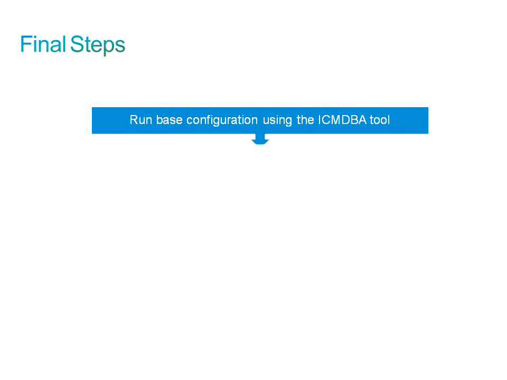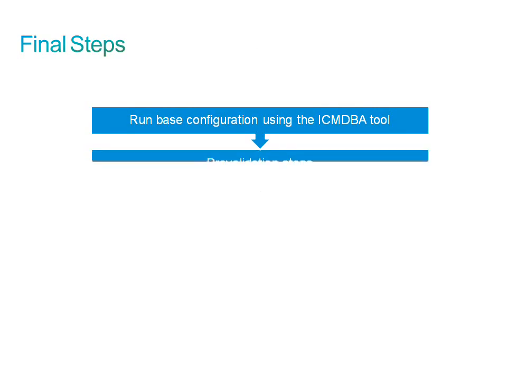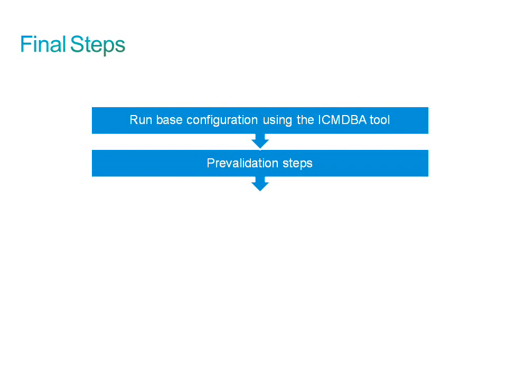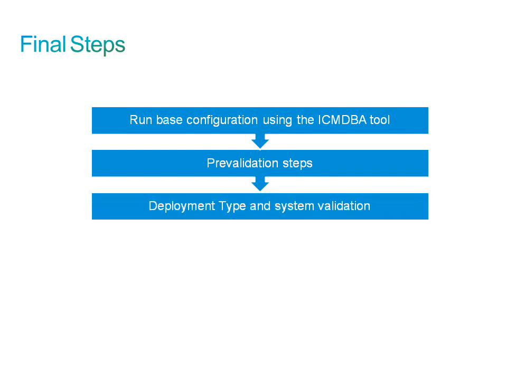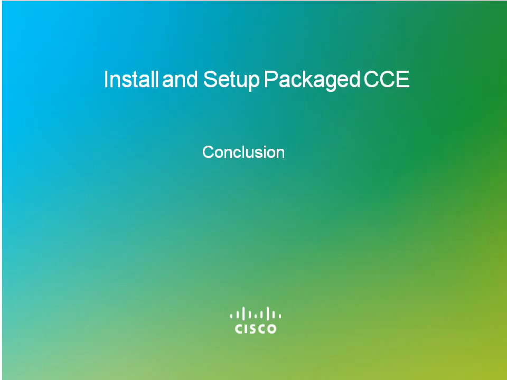Now that all of the servers are configured, there are just a few final tasks that must be done. First, download the base configuration file from Cisco, and from the CCE data server on side A, import it using the ICM DBA tool. Next, complete the pre-validation steps, which include modifying the network VRU labels according to the customer's routing patterns. The final step is to change the deployment type to package CCE deployment type.